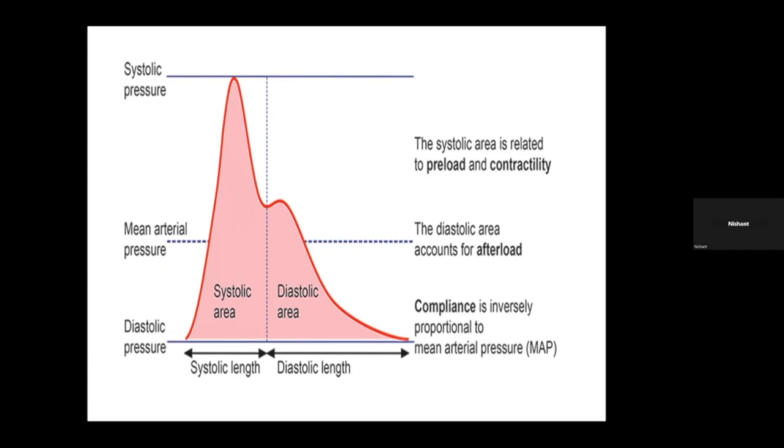So we can also give a rough idea of the preload, contractility, and afterload of the heart from this arterial waveform contour. The systolic area is related to the preload and contractility of the myocardium. The diastolic area accounts for afterload, whereas the compliance of the arterial system is inversely proportional to the mean arterial blood pressure.